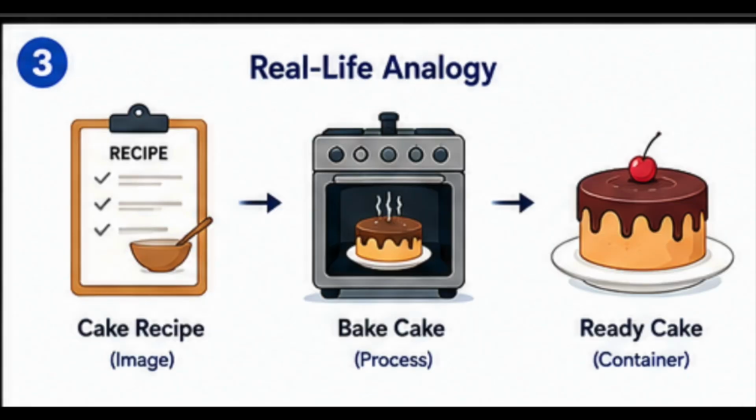Imagine you have a cake recipe. The recipe tells you what ingredients are needed and how to prepare the cake. Can you eat the recipe? No. You must use the recipe to bake a real cake. Here, the recipe is like a Docker image. The baked cake is like a Docker container. You can bake many cakes from the same recipe, just as you can create many containers from one image.